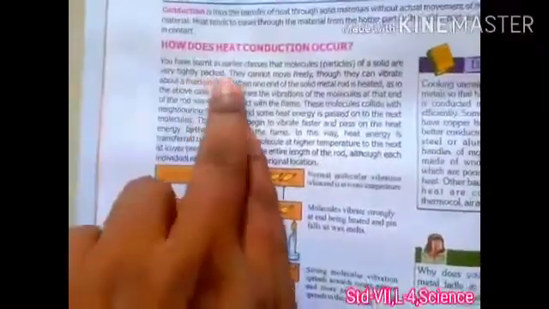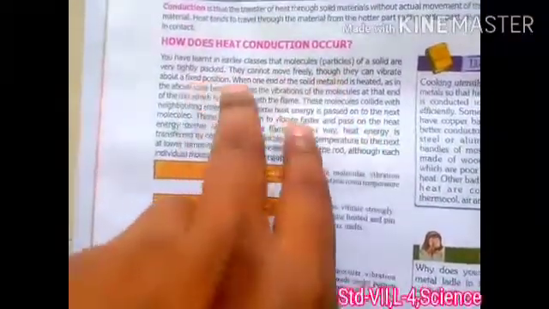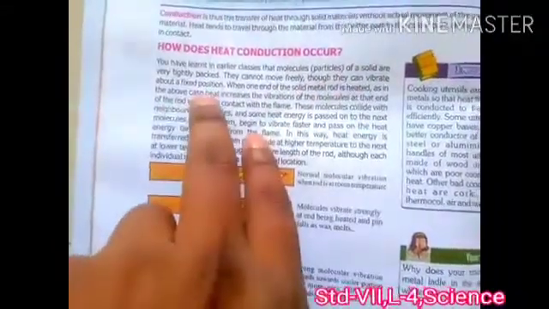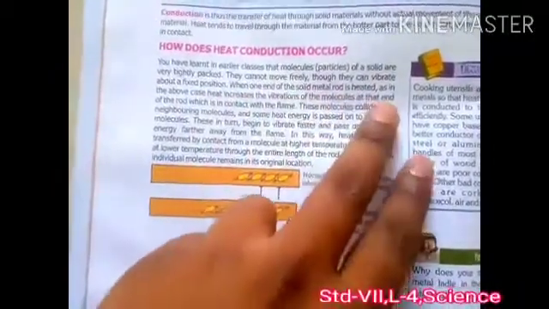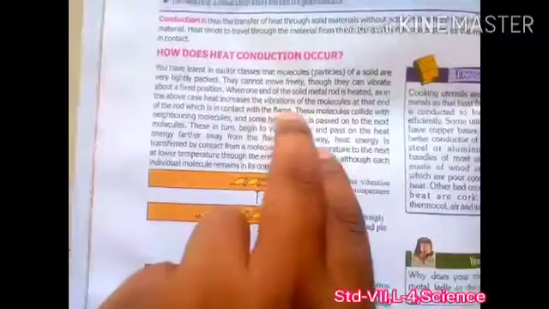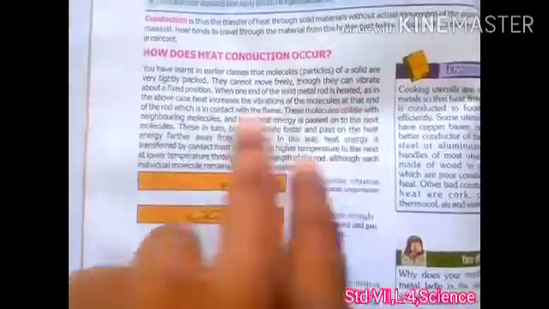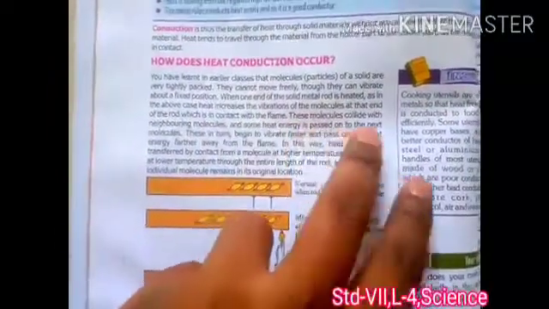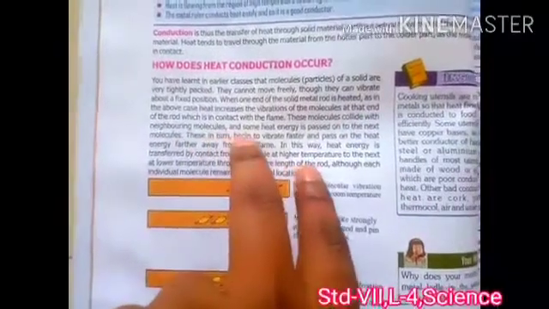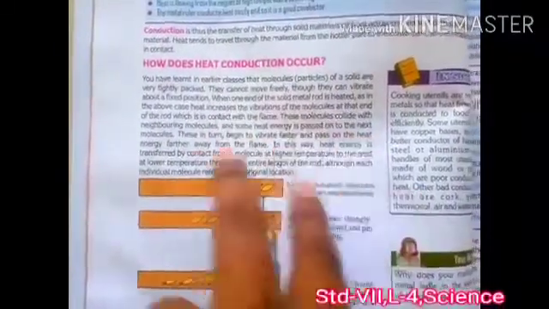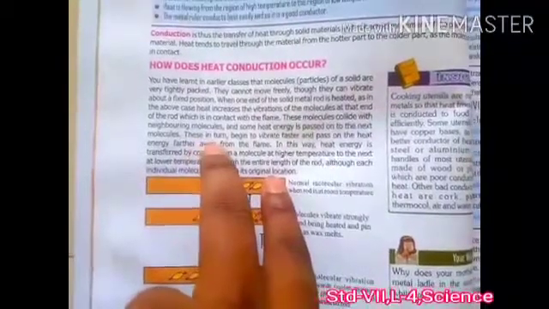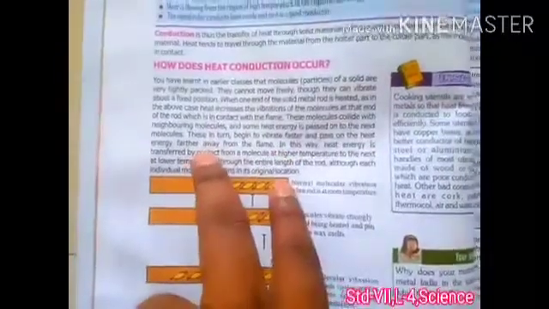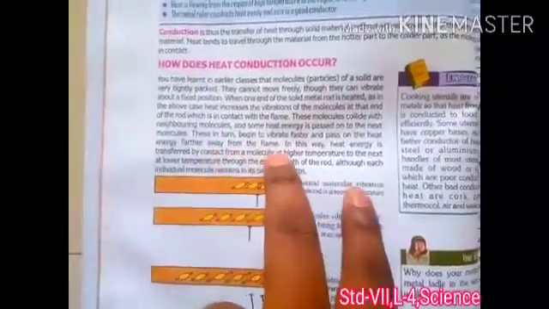You have learned in earlier classes that molecules of solids are very tightly packed. They cannot move freely, though they can vibrate about a fixed position. When one end of the solid metal rod is heated, as in the above case, the heat increases the vibration of the molecules at that end of the rod, which is in contact with the flame. These molecules collide with the neighboring molecules, and some heat energy is passed on to the next molecule. These in turn begin to vibrate faster and pass on the heat energy further away from the flame.